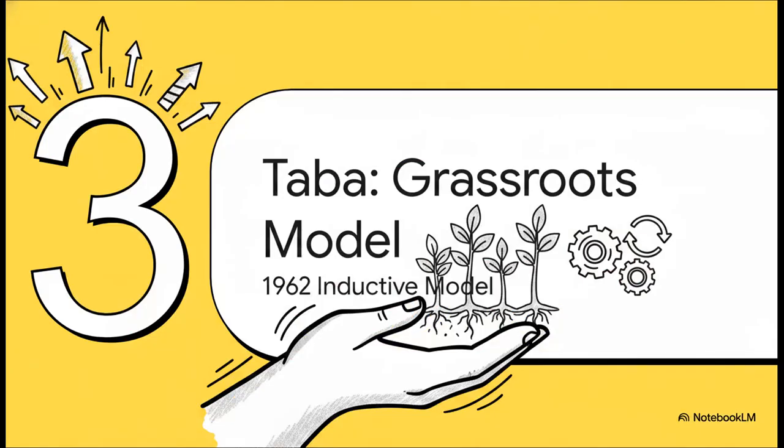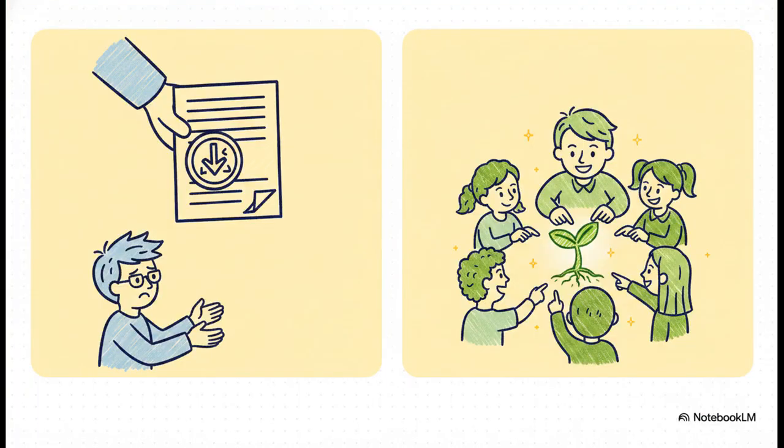Section 3, Taba, the grassroots approach. Hilda Taba's 1962 inductive model. Now, jumping ahead to 1962, Hilda Taba comes along and completely flips the script. The absolute crucial point here is contrasting Tyler's top-down administrative mandate with Taba's inductive grassroots approach. In her view, the teacher is the most realistic and important factor in the whole equation.